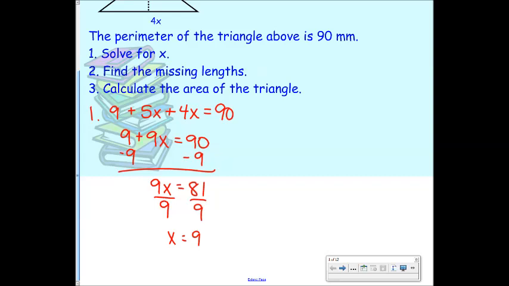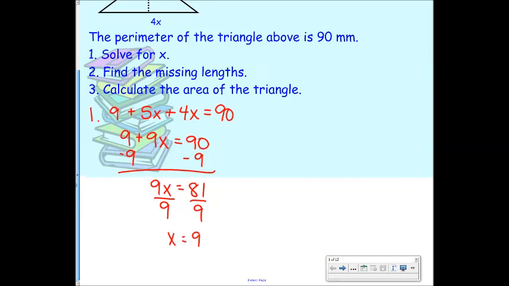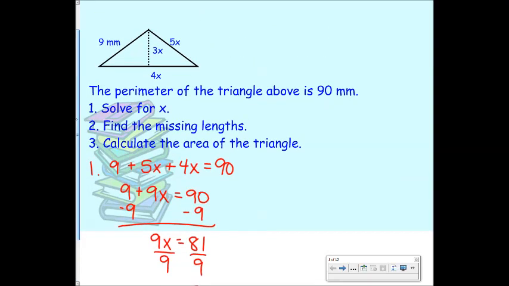Okay, so then 2 says find the missing lengths. So if x is equal to 9, then what do I do to find the missing lengths? Plug it in. Okay, so this one I already know is 9. What would this one be? 45. And this one? 36. And this one? 27. Good.